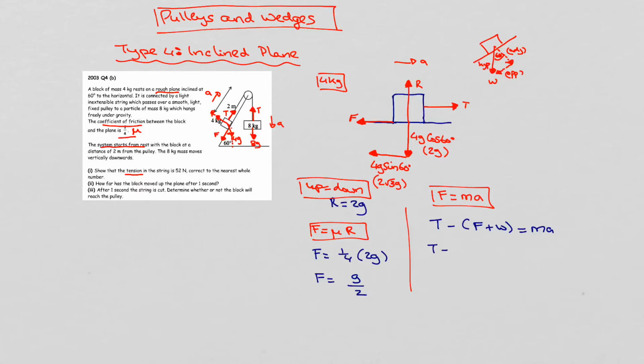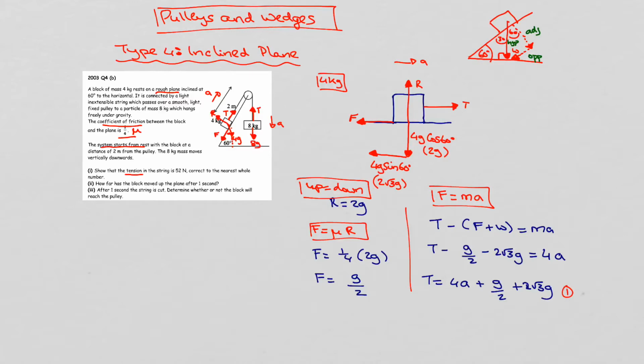So our force, we've said, is g over 2, and then the weight in the direction of the plane is 2 root 3g, and that equals the mass, which is 4 kilograms, times the acceleration. And therefore, if I get T on its own there, that's going to be 4a plus g over 2 plus 2 root 3g. So that's my equation 1.